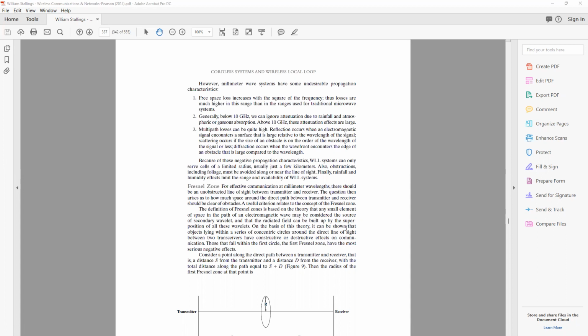On the basis of this theory, it can be shown that objects lying within a series of concentric circles, well, it's not a concentric circle, but rather an oval shape, like I showed you. So it basically forms concentric ovals. Objects lying around the direct line of path between two transceivers have constructive or destructive effects on the communication. Those that fall within the first circle, the first Fresnel zone, have the most serious negative effects.